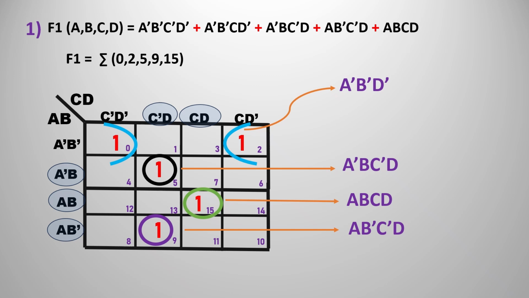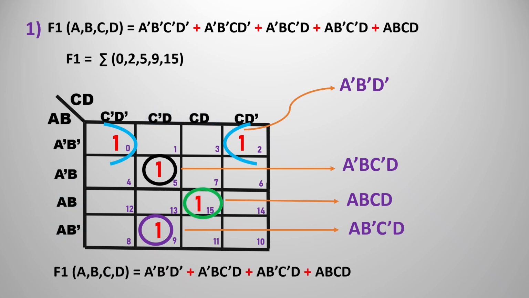For the next three groups, we have to follow the same way. If you consider the black highlighted one, it is present in the A bar, B bar row and the C bar, D column. Likewise, you can formulate the second group, with output A bar, B bar, C bar, D. The next green highlighted one is A, B, present in the column C, D, so the output is A, B, C, D. The next purple highlighted one is in the A, B bar row and the C bar, D column, so the output would be A, B bar, C bar, D.